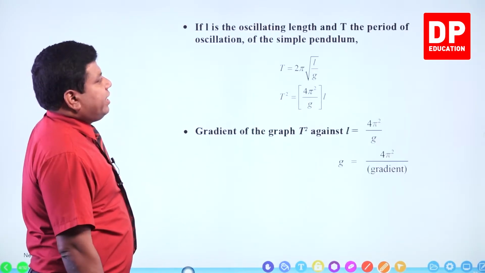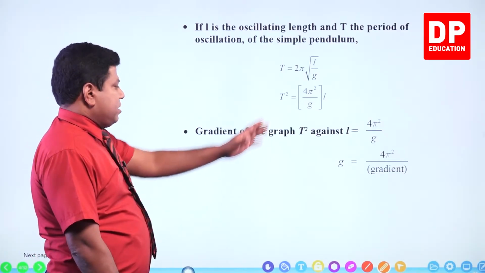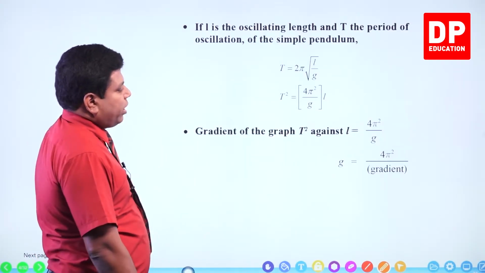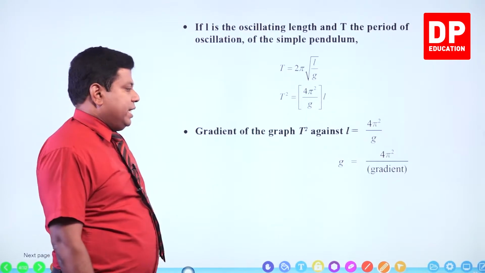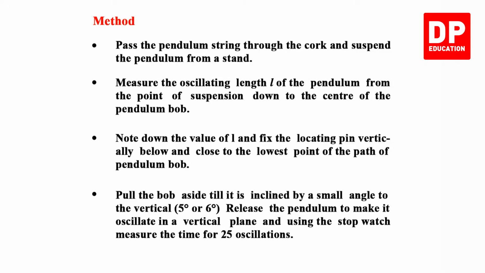If L is the oscillating length and T is the period of oscillation, T is 2 pi square root of L over g, so the gradient of the graph T squared against L is going to be 4 pi squared over g. So, g will be equal to 4 pi squared over gradient. Pass the pendulum string through the cork and suspend the pendulum from a stand. Measure the oscillating length L of the pendulum from the point of suspension down to the center of the pendulum bob. Bob means that pendulum ball that we are using, we call it pendulum bob.